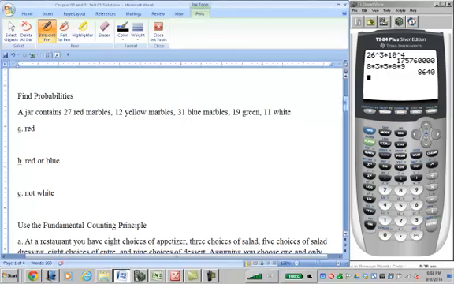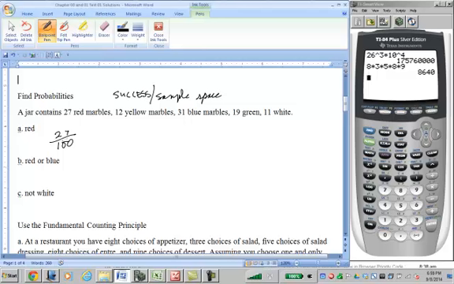Okay, so probability is the ratio of successes to the sample space, to all the possible things that can happen. So there's 100 marbles. I stuck with 100, like I just moved the numbers around. So the denominator for all of these is always going to be 100. Okay, so red, there's 27 red marbles. So the probability of red is the number of reds over the total number of marbles.